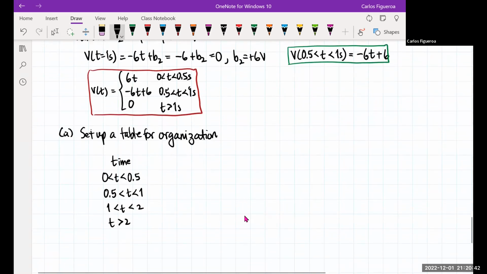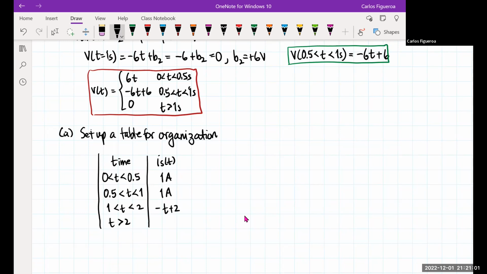Now I'm just going to start to put in my parameters. I know that this is my current. And when we looked at our current, we saw that it was constant in the beginning. And then it had a linear line, and then it turned off. When I look at my voltage, we saw here that it was 6t, minus 6t plus 6, and then it went to 0 and 0.